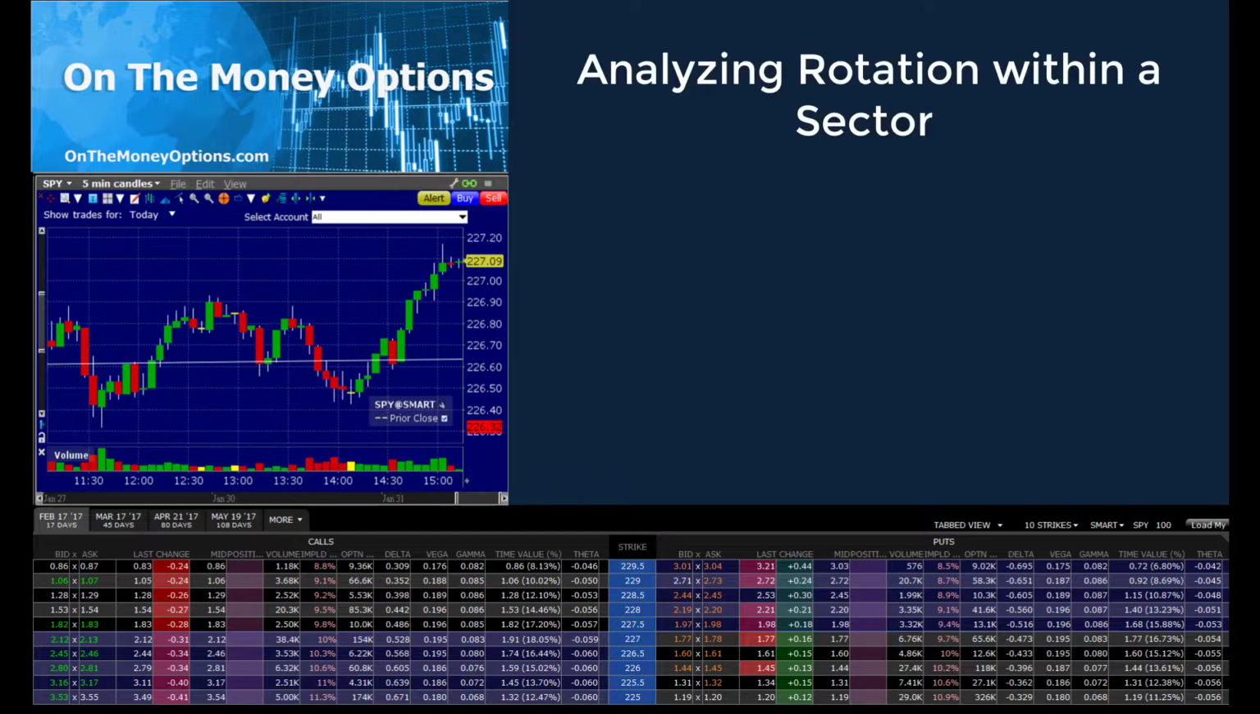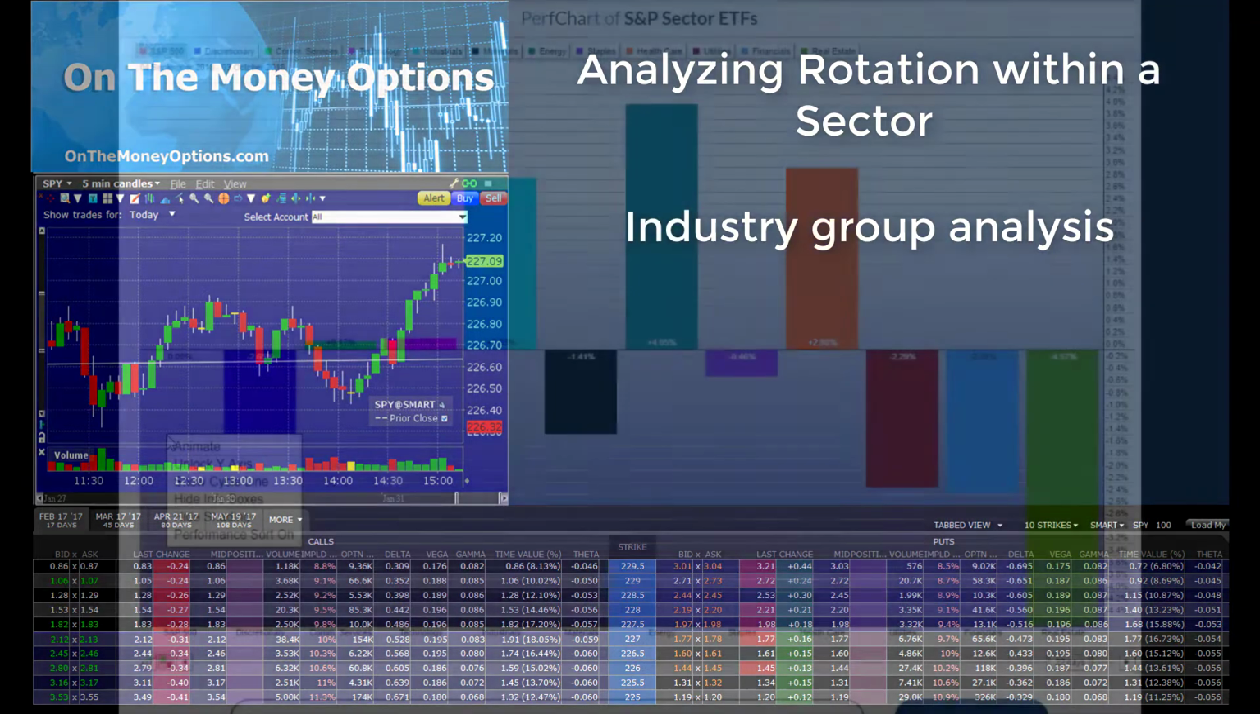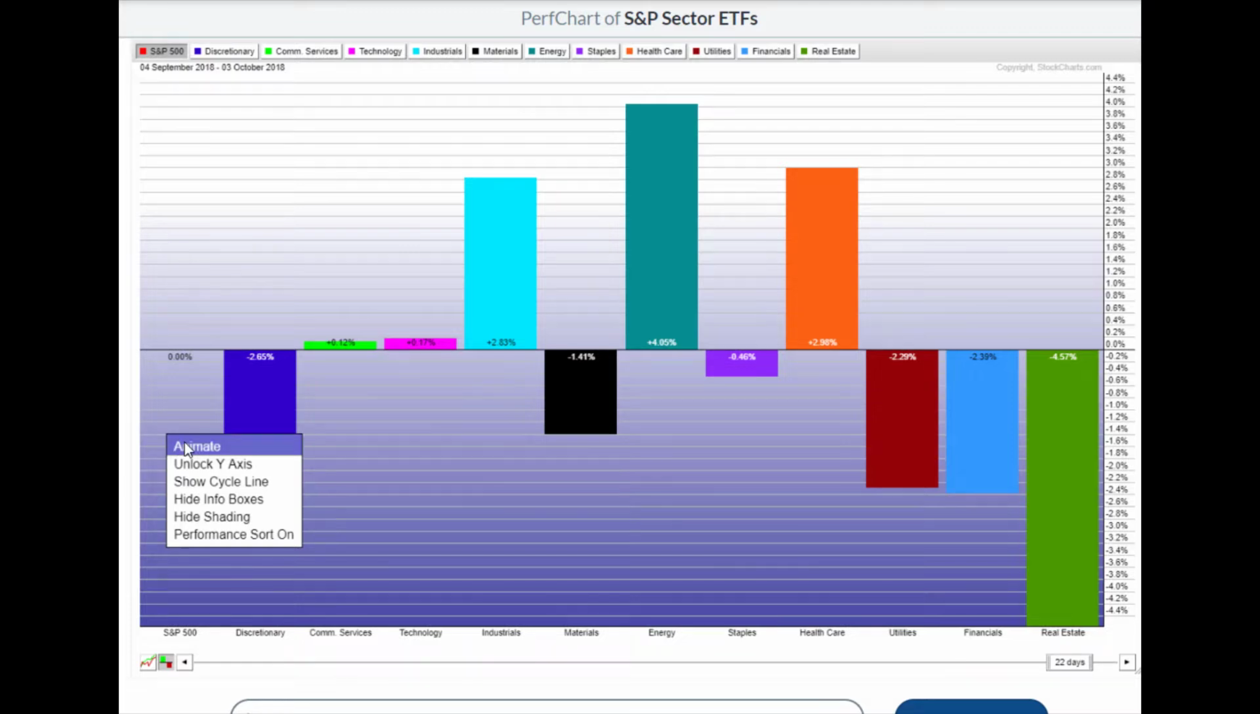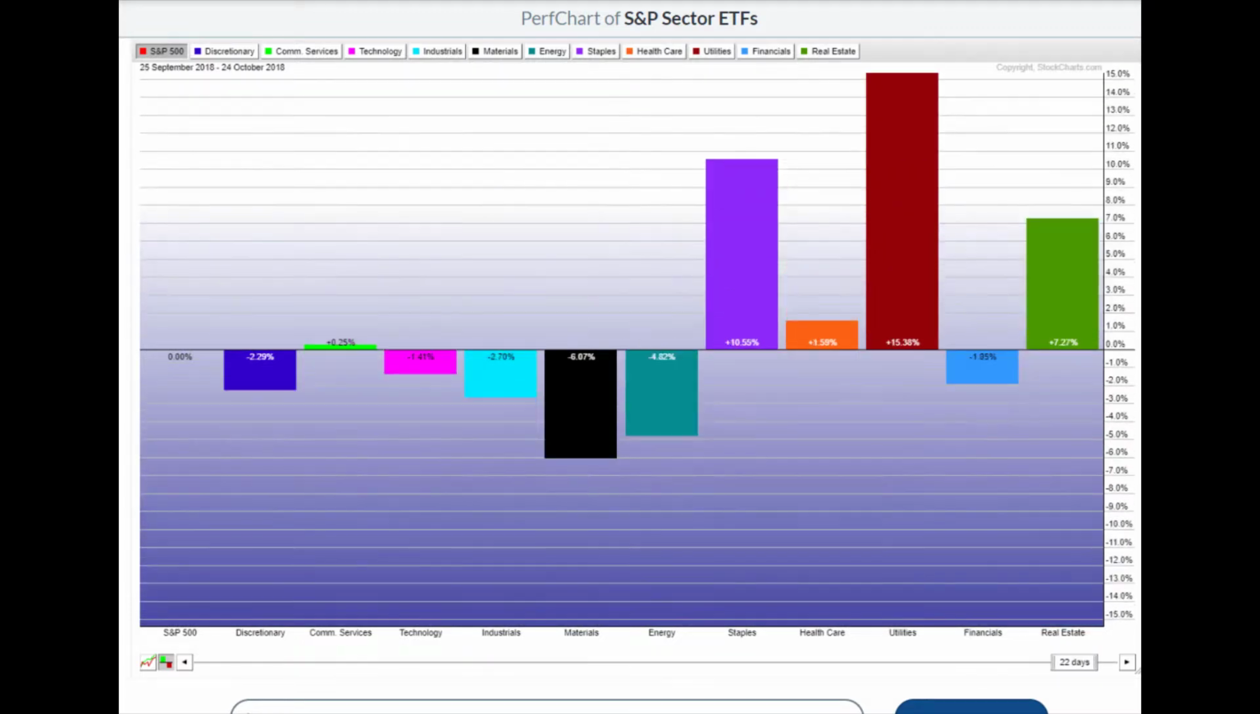Today we're going to dig down to another level of analysis and look at the stock rotation that happens within a sector. This is called subsector industry group analysis. Each week we look at how money flows through the markets. At the highest level, we look at the flow of money between the 11 major sectors. This helps us understand what's happening at the macro level in the market.